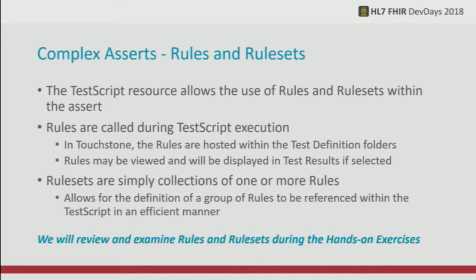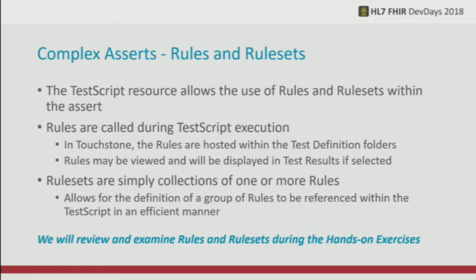Now, rules and rule sets is a different animal in terms of being able to do complex assertions. We allow the use of this, and it's part of the specification. It needs to be a little bit more fully documented within the spec. There are some aspects of it that are kind of loosely defined. So we're taking Touchstone, and we've built it out according to what we feel is an appropriate implementation. We want to feed this back into the spec eventually at some point to make this more official.